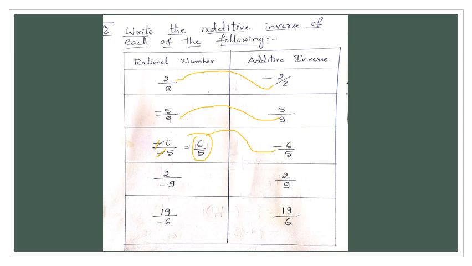For 6 by 5, no sign is shown, so it is a plus sign. So the additive inverse of plus 6 by 5 is minus 6 by 5. Then for 2 by minus 9, the additive inverse is 2 by plus 9. Or for minus 2 by 9, the additive inverse is plus 2 by 9. In the last case, for 19 by minus 6, the plus 19 by 6 is the additive inverse. I hope you understood, children. Let us move on to the next main.